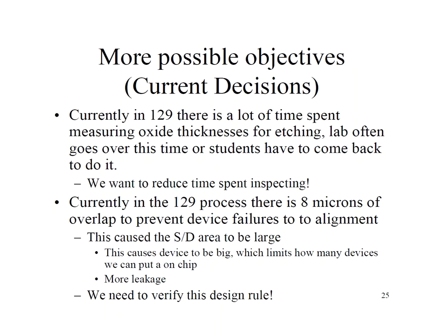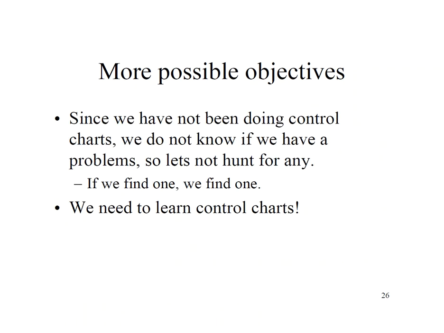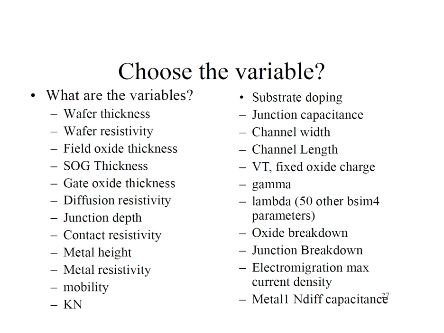Right now we have shapes that overlap each other by 8 microns, right? To prevent device failures. That would be another process, but it'd be nice to know, do we really need 8 microns to get 99% reliability, or could it be 5, right? We need to verify a design rule, right? And another objective of engaging in this is we need to learn control charts.